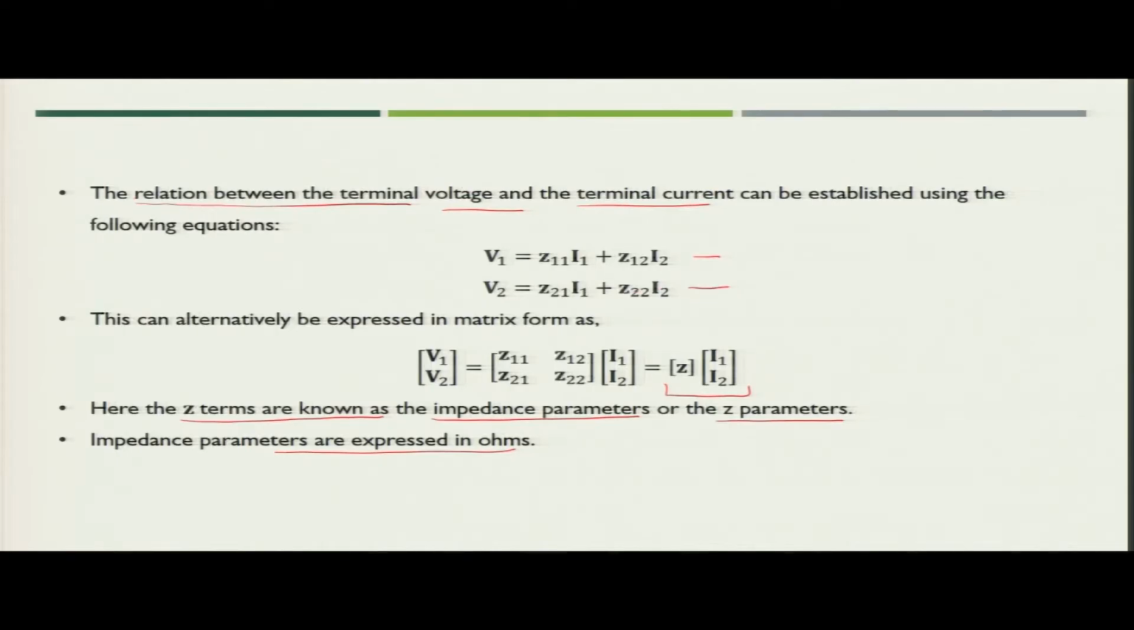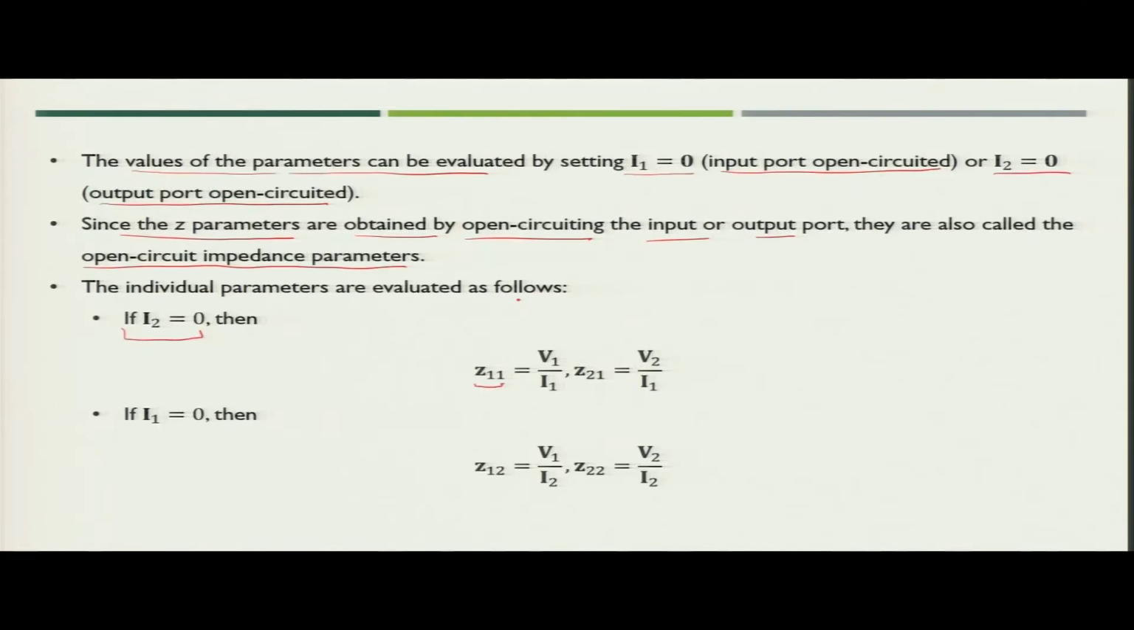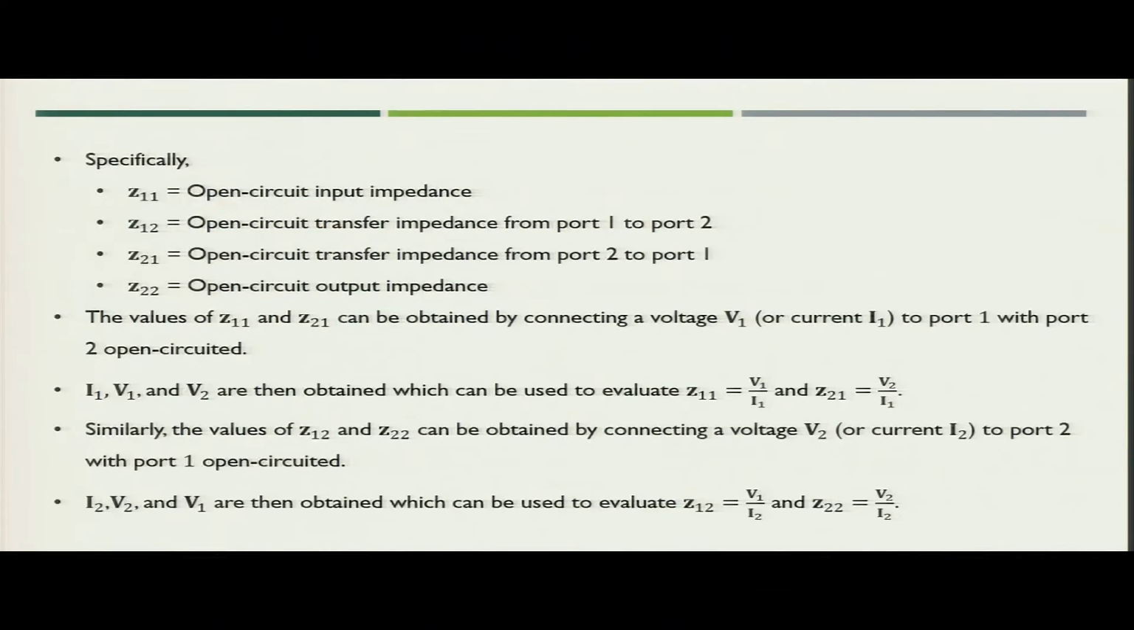So, you will see now that Z11 becomes V1 upon I1 and Z21 is V2 upon I1. Similarly, in this equation, if you put I1 equal to 0, what will happen? You will get the value of Z12, that is V1 upon I2, and Z22, that is V2 upon I2. So, by setting I1 equal to 0, you will get Z12 as V1 upon I2 and Z22 as V2 upon I2. This is how you can calculate the Z parameters or impedance parameters of the network.